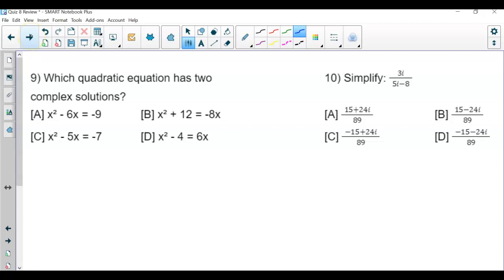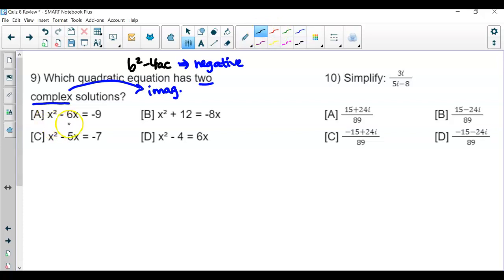Question number 9 is asking which quadratic has two complex solutions. So whenever you have complex, think about a complex number. What does a complex number always have? Imaginary. So we're looking for which of these has two imaginary solutions, meaning we are again using our b squared minus 4ac, but that means if I need two imaginary, this answer has to be negative. Now I'm going to go through and identify. However, our equation has to equal 0.